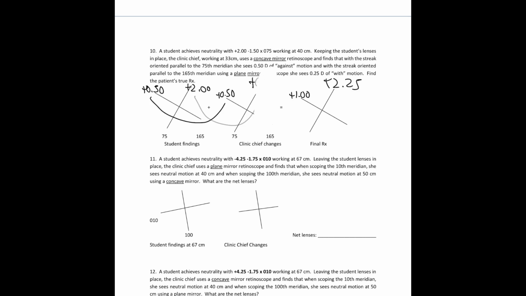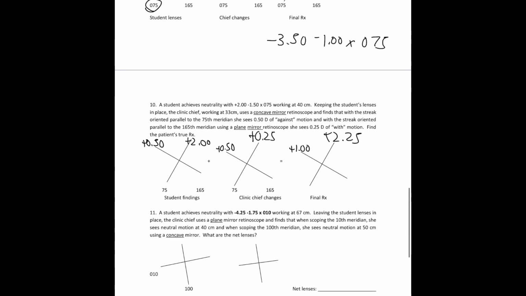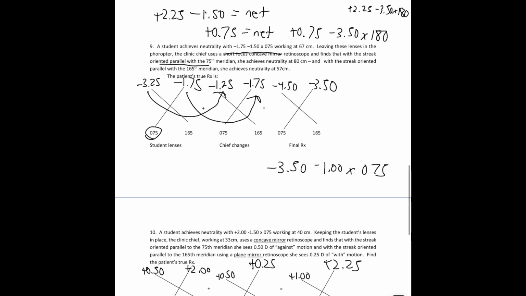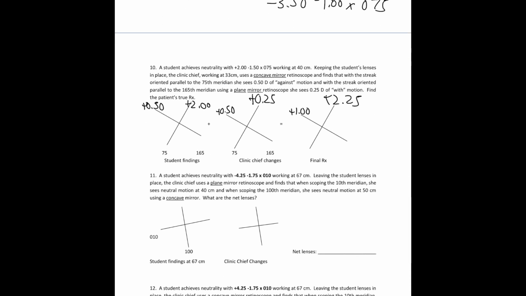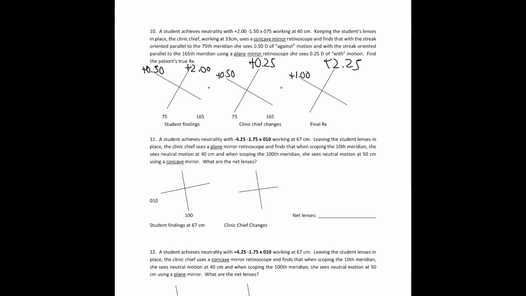Okay. Now, the first problem we did, actually, I don't want to erase that. I'll erase this. Okay, so the first problem we did, we just changed the working distance, and then we were done. In this problem, we changed the lenses, but we haven't taken the working distance out yet. Okay, so remember, the student was working at 40 centimeters, but that doesn't matter. The clinic chief was working at 33 centimeters, okay? So there's one final cross where we have to take out the working distance.